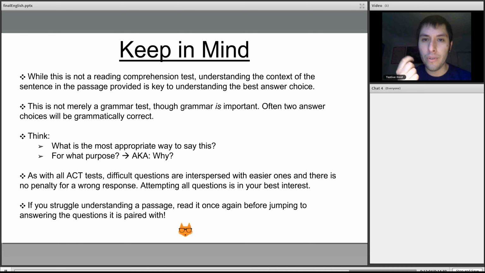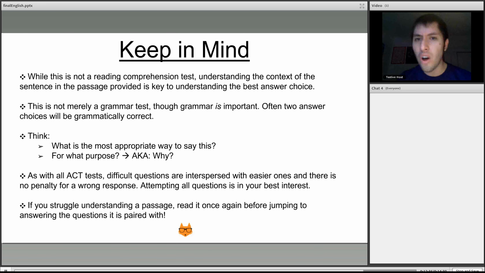And you should really be asking yourself two things. What is the most appropriate way to say this? What's the best way of saying what I need to get across? And for what purpose? Why would the author want to say it one way rather than another? What purpose does that accomplish? And if you can answer both of those questions and feel secure in your answer, you're far more likely to select the right answer choice than if you don't. You really need to keep these questions in your head as you go through this.